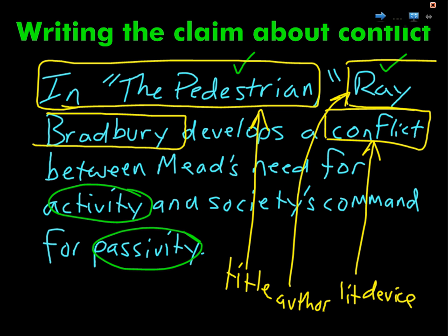Because of that, I did the same thing. Leonard Mead's need for activity. Leonard Mead is the protagonist. Activity is the motivation. I put them next to each other. And society's need for passivity. Society is the antagonist. Passivity is their motivation. I put them next to each other.